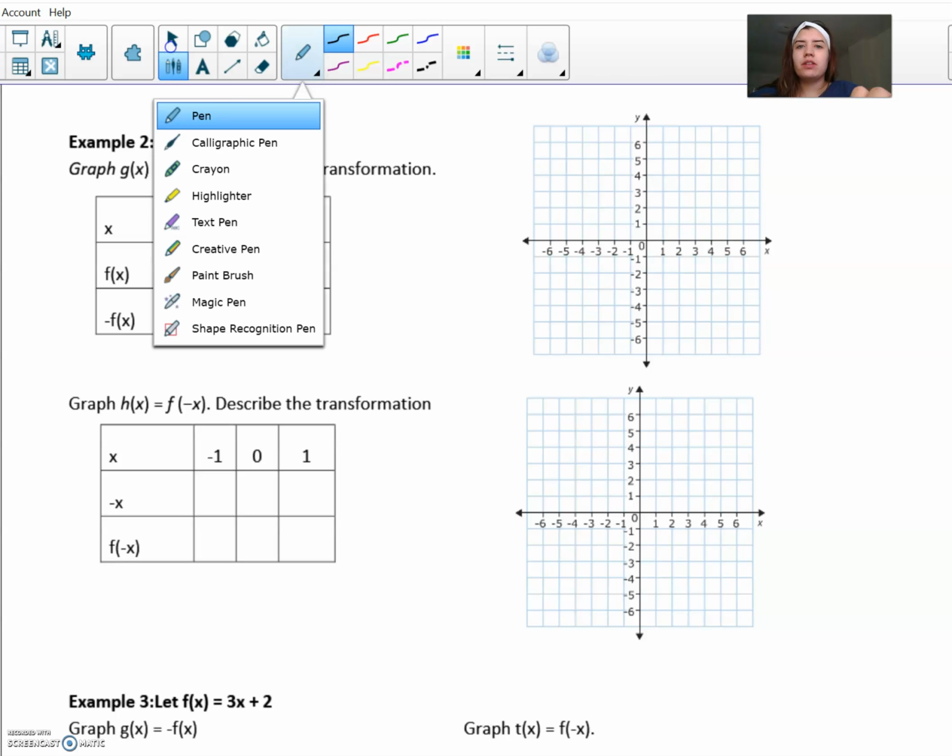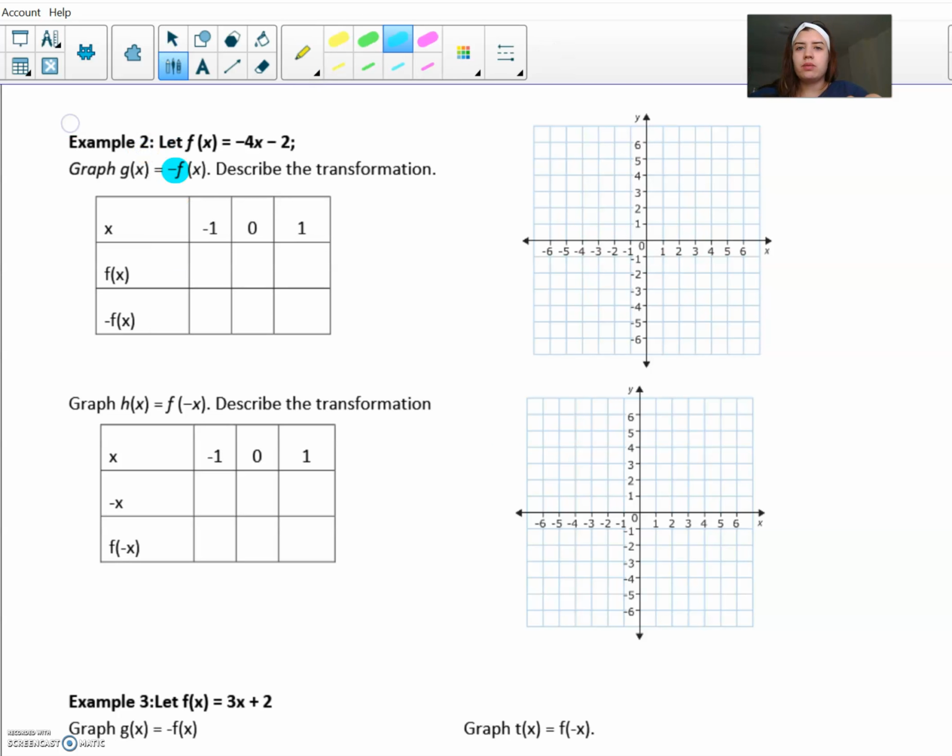Okay, so our negative's on the outside, so instantly we know it's a reflection over the x-axis. And we're plugging in our points to our parent function. That would give us a 4 minus 2, which is 2. Then we get a -2, and then we get 1 times -4, which is -4 minus 2 is -6. And that's our first step.